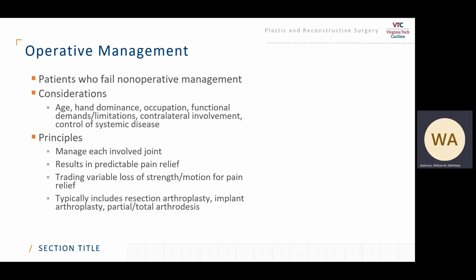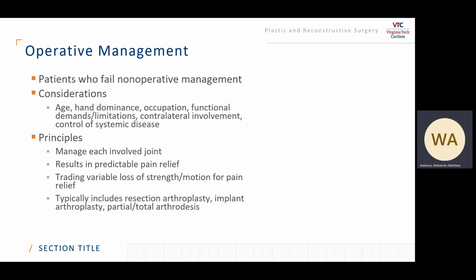So operative management of wrist arthritis is generally for patients who fail non-operative management. Considerations for patients undergoing surgery: age, hand dominance, occupation, functional demands and limitations, contralateral involvement, and control of any underlying systemic disease.